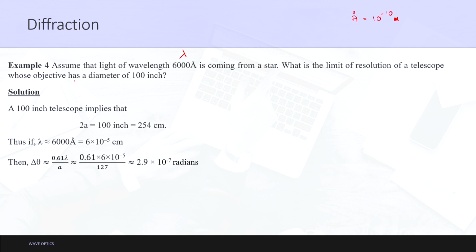If the diameter of the objective is given to you, that means 2a is given to you. Please look over this carefully, whether the diameter or the radius is given in the question. So here 2a is given to us as 100 inch, which is 2.54 multiplied by 100, giving 254 centimeters. Also lambda is given as 6000 multiplied by 10 to the power minus 10 meters. Converting it into centimeters, it is 6 into 10 to the power 3 into 10 to the power minus 10 into 10 to the power 2, which gives 6 into 10 to the power minus 5 centimeters.